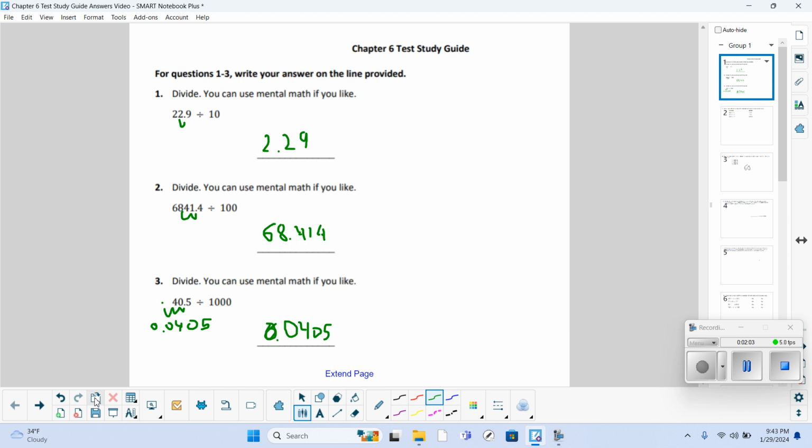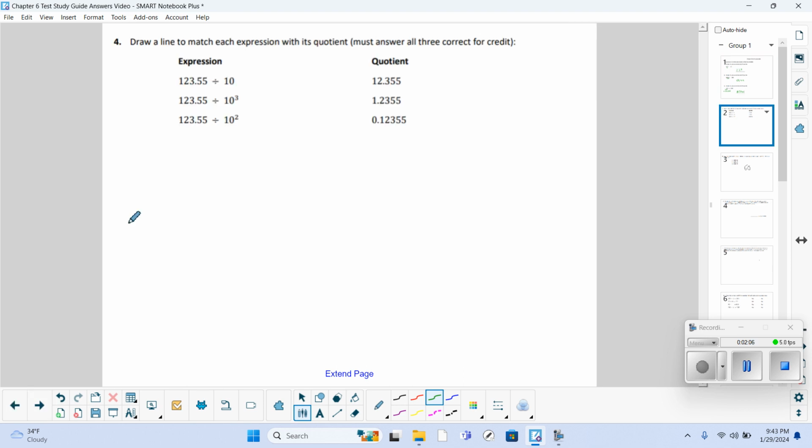0.0405. All right, let's move on to the next problem. Draw a line to match each expression with its quotient. 123.55 divided by 10. Well, divided by 10 means I would get smaller by 1 decimal place. So the decimal place would go between the 2 and the 3. So 12.355. That's straight across. 10 to the third would mean I move the decimal 3 spaces. So 1, 2, 3 would go in front of the 1.